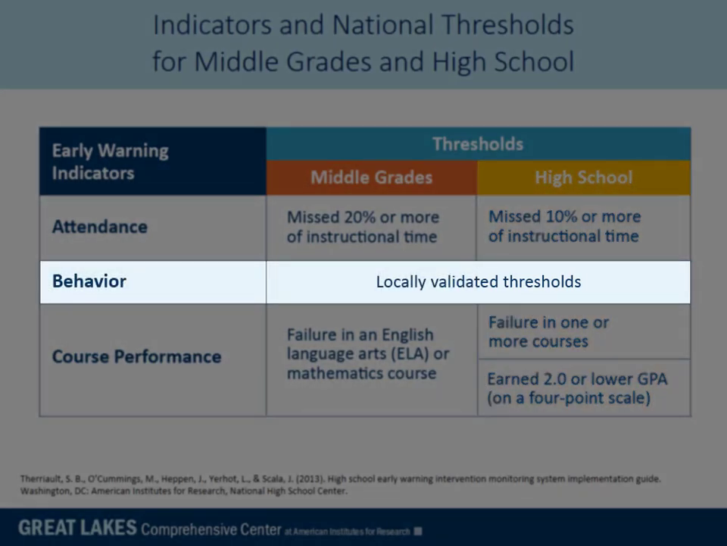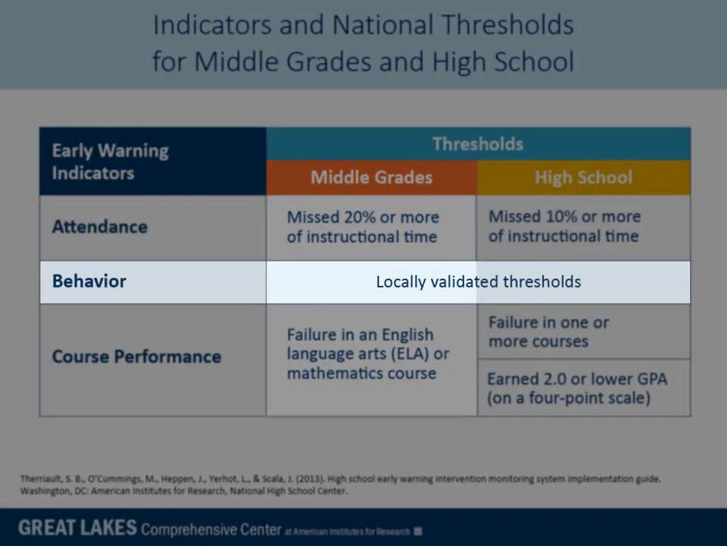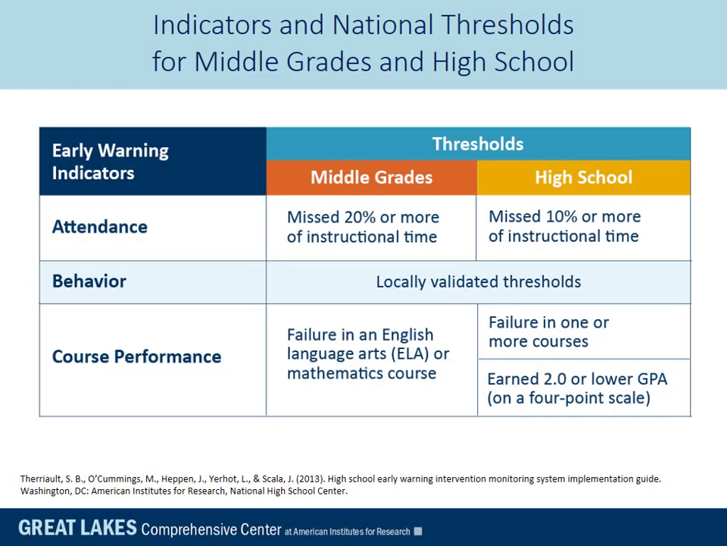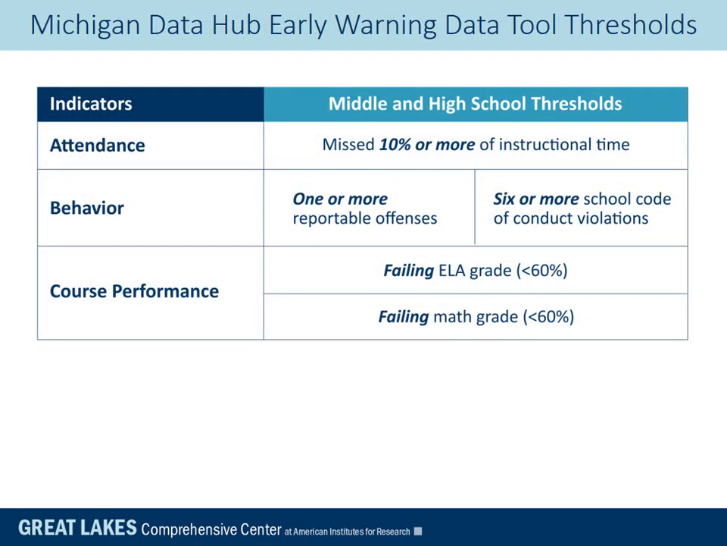Behavior thresholds are validated locally because schools and districts have differing disciplinary policies. In the middle grades, the thresholds are missing 20% or more of instructional time and failing an English language arts or math course. Behavior thresholds for the middle grades are also validated locally. A similar chart can be found in the EWIMS Implementation Guide. The Michigan Data Hub Early Warning Data Tool also uses information about student attendance, behavior, and course performance to identify or flag students who are at risk for not being at grade level, not being promoted to the next grade, or not graduating from high school.